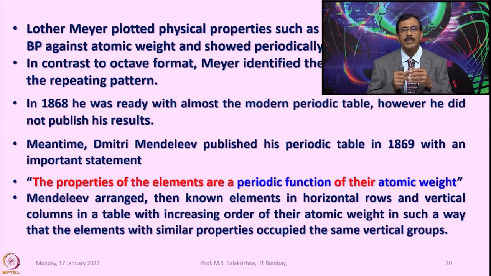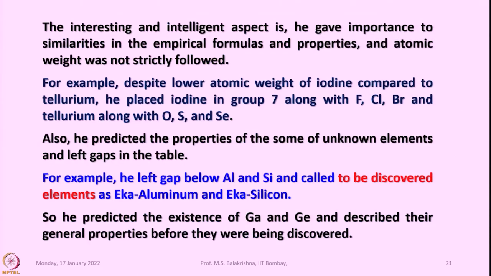Mendeleev arranged the known elements in horizontal rows and vertical columns in a table with increasing order of their atomic weight in such a way that the elements with similar properties occupied the same vertical groups. The most interesting and intelligent aspect of his periodic table is that he gave importance to the similarities in the empirical formulas and properties, and atomic weight was not strictly followed. Why he didn't follow atomic weight strictly, I shall tell you.